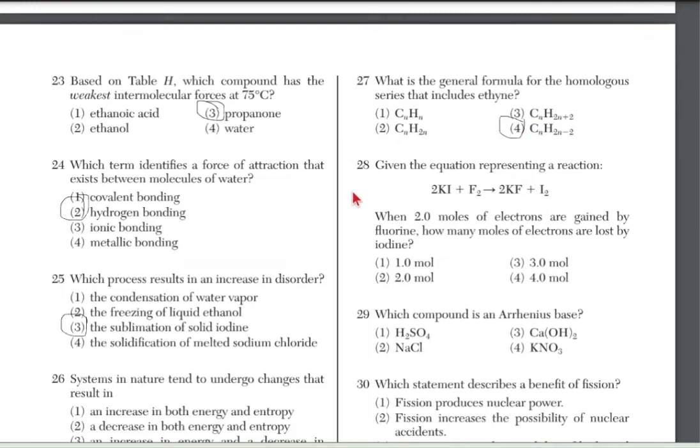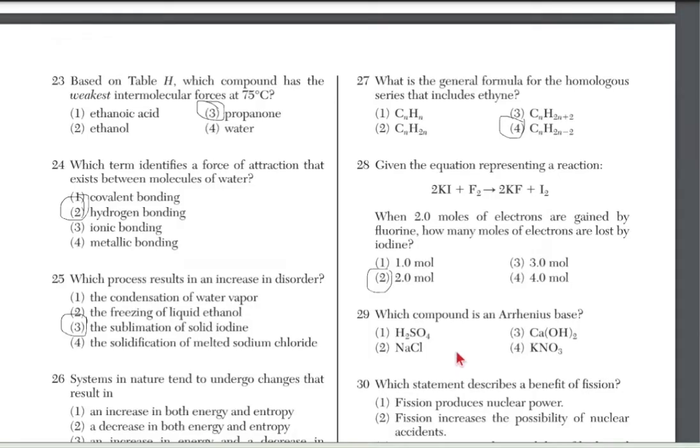Given the equation representing a reaction, when 2 moles of electrons are gained by fluorine, how many moles of electrons are lost by iodine? 2. 2 moles of electrons will be lost by iodine because the reactants and the products have to be balanced.